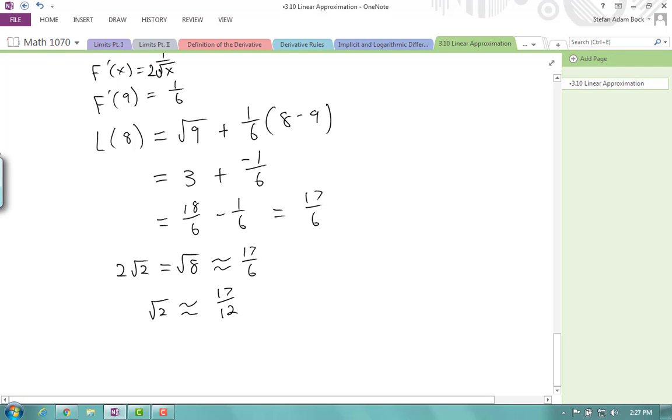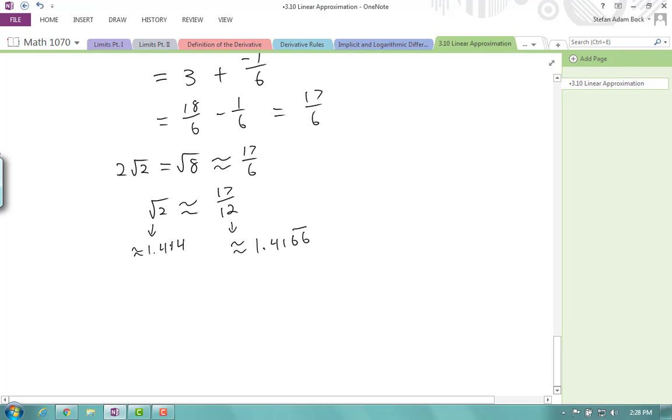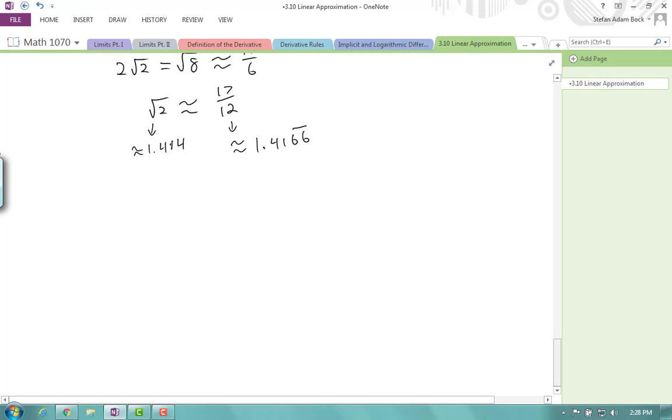Now how much better is this than the 1.5 I was getting earlier? Well, the square root of 2 is approximately 1.414. And 17 over 12 is actually 1.416, with repeating sixes. It is actually significantly closer than the 1.5 I got from the other versions of this problem. Moving on, I'll unveil the great secret of linear approximation.